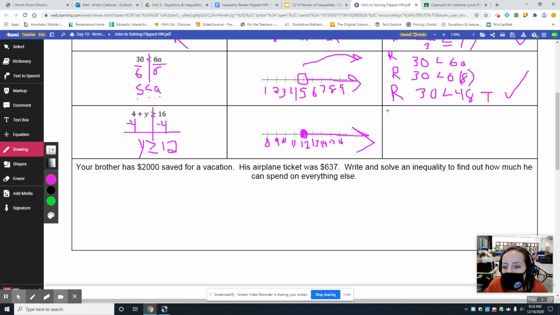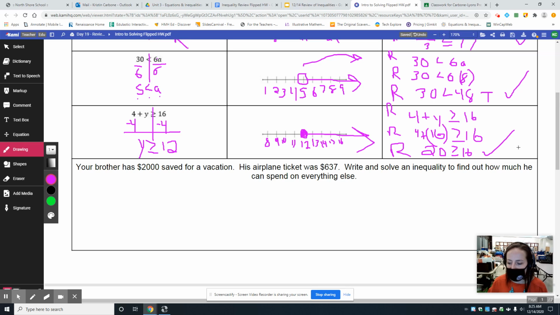Now the check. Rewrite. 4 plus y is greater than or equal to 16. Replace. 4 plus, what are you going to pick? You could pick anything in the arrow section. I'm going to pick 16. 16 is greater than or equal to 16. Recalculate. 4 plus 16 is 20. 20 is greater than or equal to 16. So we're good to go.